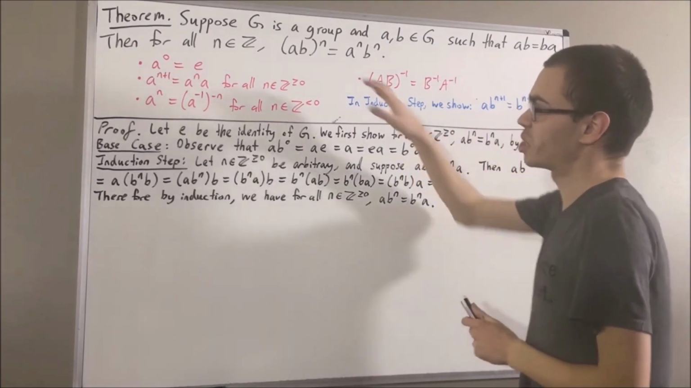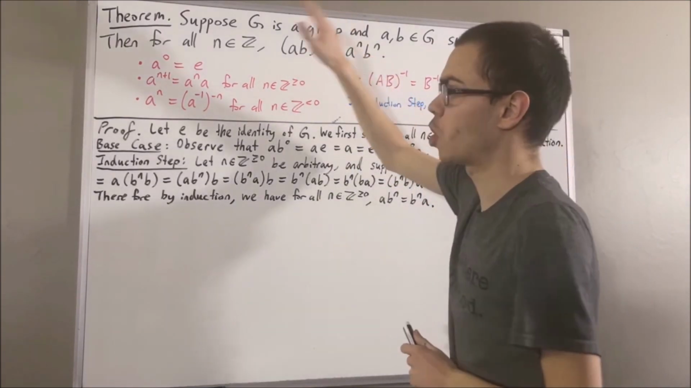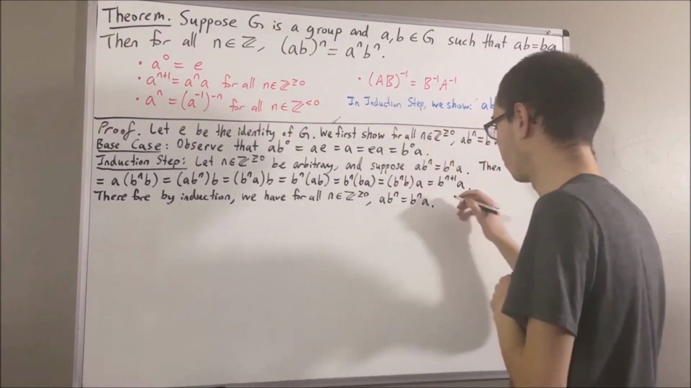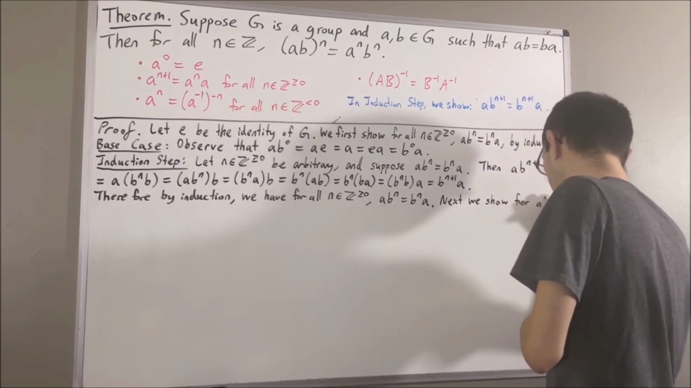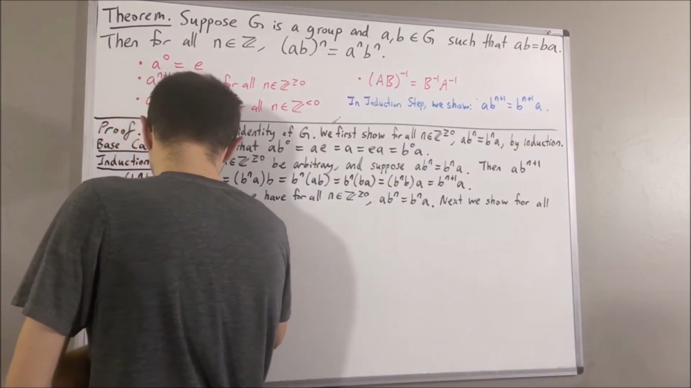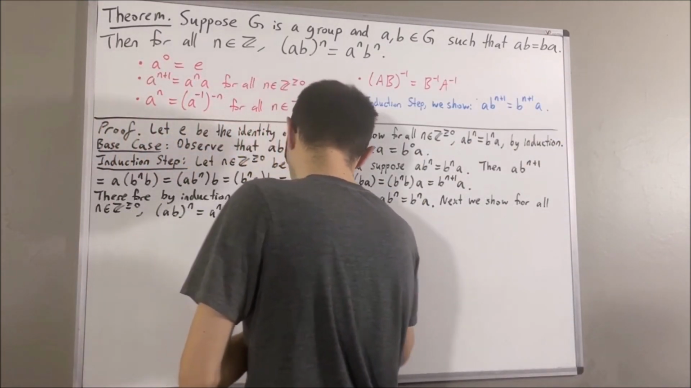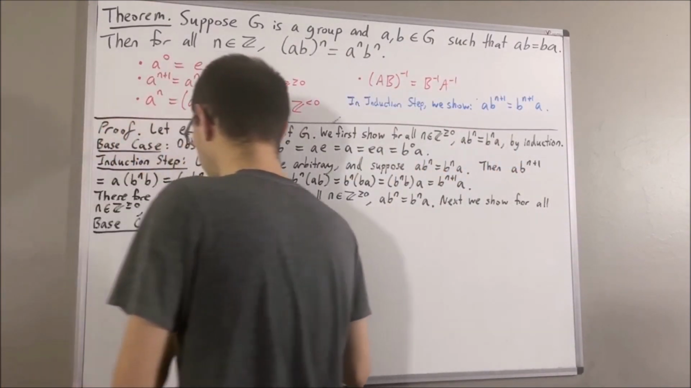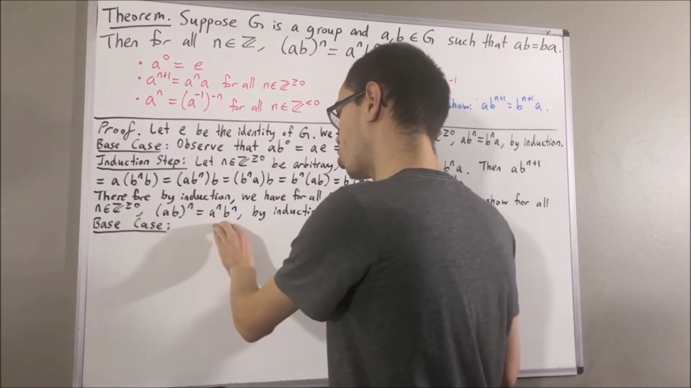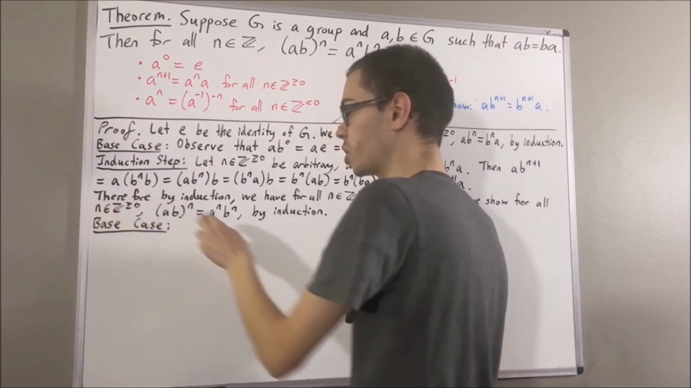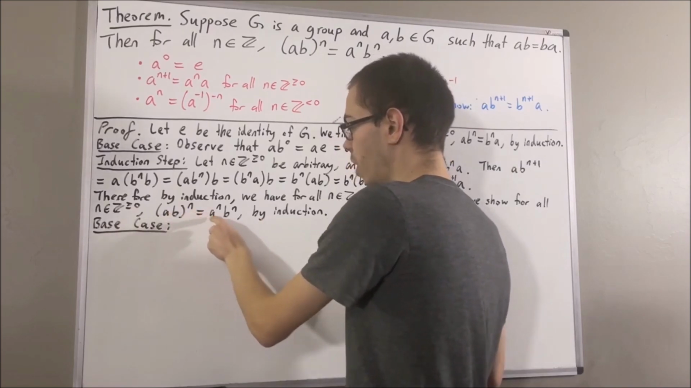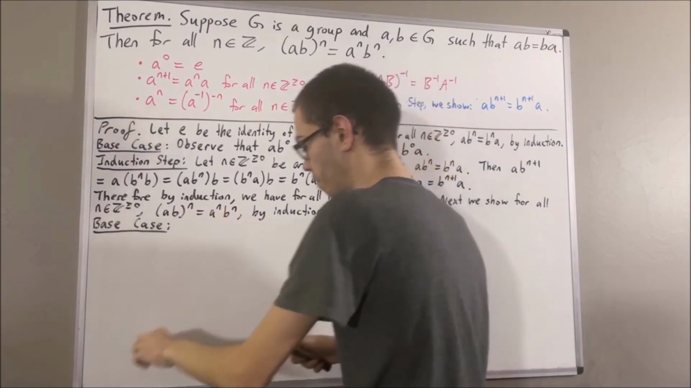So now let's show that this equality is true for all integers greater than or equal to 0. And we're going to show that by induction as well. So let's start with the base case. In the base case, we're trying to show that this equality is true in the case where n is equal to 0. So really, we want to show that ab to the power of 0 is equal to a to the power of 0 times b to the power of 0.